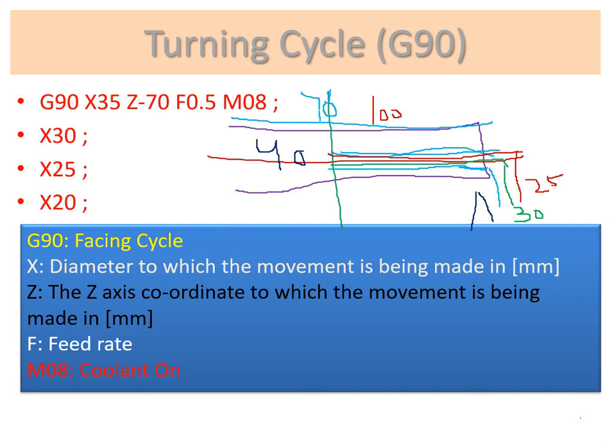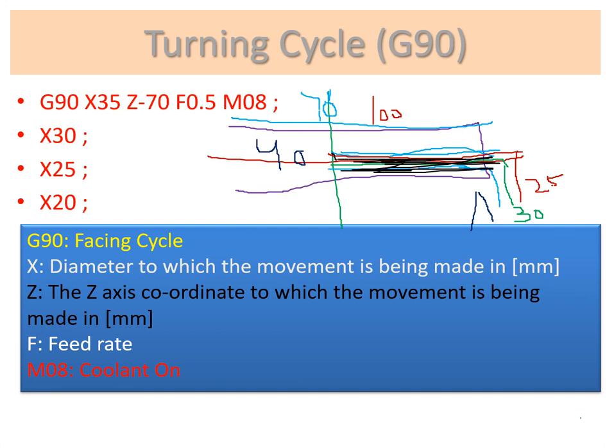So these four cycles are continuously repeating. First move into the workpiece, then along the Z axis, then come back, then move into the workpiece, then along the Z axis. So in the fourth step we will reduce the dia from 40 mm to 20 mm along 70 mm length. Now at the end what will happen, our whole this part will come about dia of 20 mm.